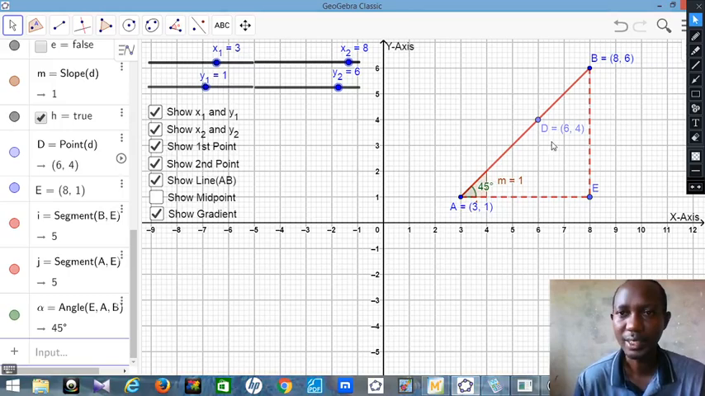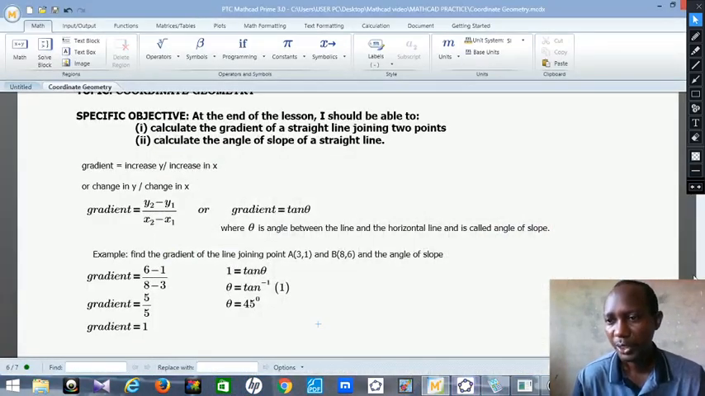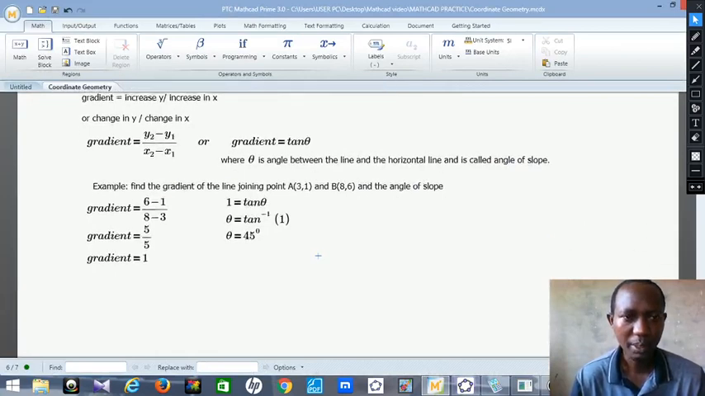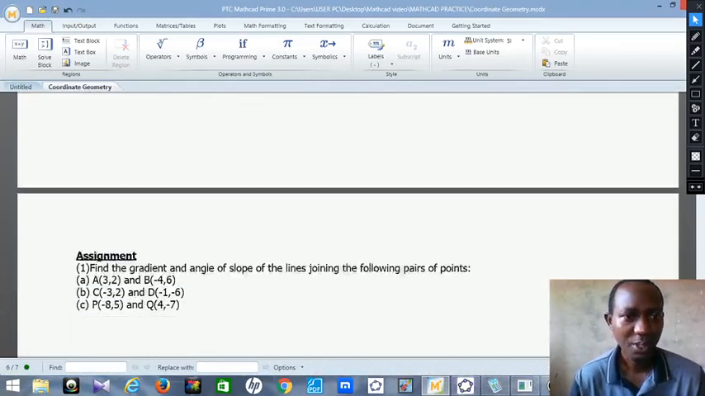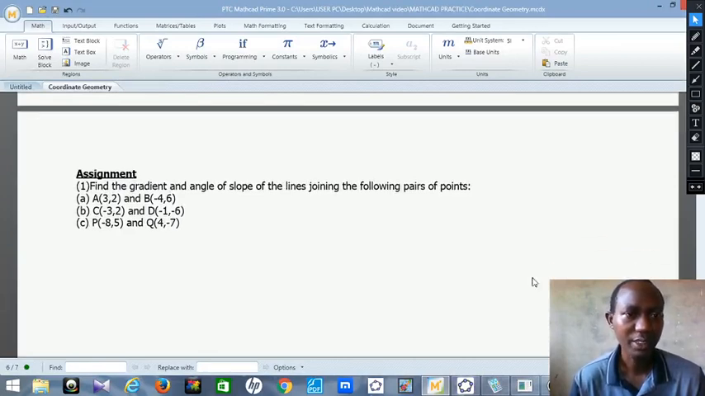So that is it for today's class. If you wish to study more problems, I know as a student you always have interest to practice more. Practice these following questions. I have just 3 questions here. I have points A, B, with their coordinates. Find the gradient and the angle of slope.